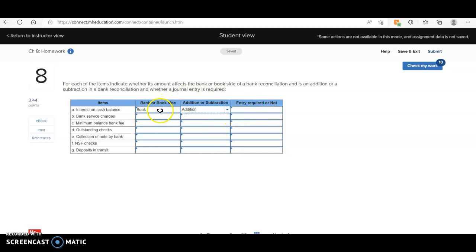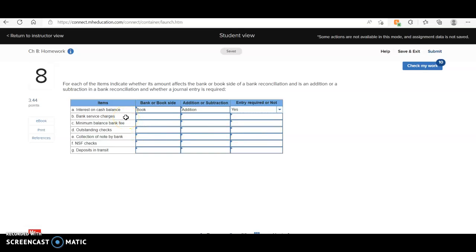Anytime we have a book side entry, that means it's something that we're adjusting to our books. That means we need to do a journal entry to adjust those balances on our books. So entry required is yes, because it's a book side entry. If it's a bank side, then we do not do a journal entry. All right, let's look at the next one.